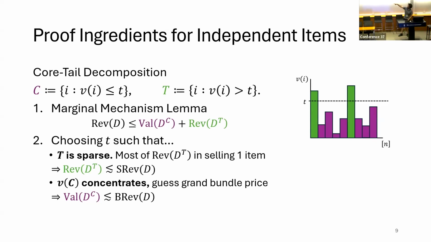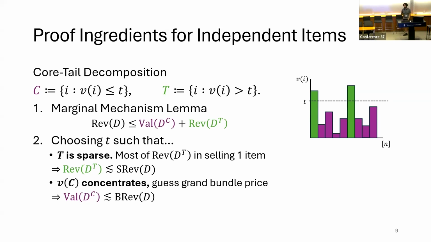By carefully choosing the cutoff between the core and the tail, we can get two nice properties on both sets simultaneously. The tail is sparse enough that most of the revenue can just come from selling one item, which allows us to roughly get that its revenue is bounded by SRev. And the value of the core concentrates, because all items in the core have relatively small value and an independently distributed value. So some concentration result like Chernoff bounds allows us to say that the value of the core never deviates from its expectation by too much. That means we can guess a price for the grand bundle that achieves a constant fraction of the core's value.